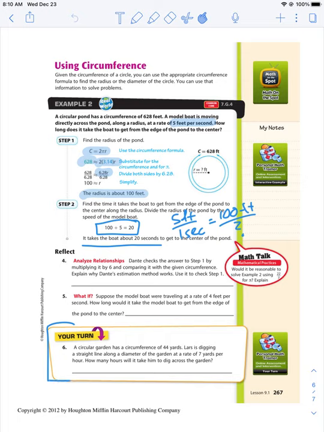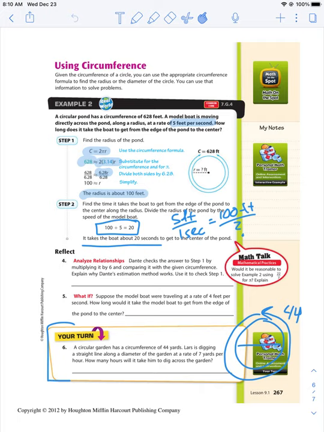All right, we're going to skip down to this one now. A circular garden has a circumference of 44 yards. All right, so there's our garden. The distance around the garden is 44 yards. Lars is digging a straight line along a diameter. There's our diameter of the garden at a rate of 7 yards per hour. How many hours will it take him to dig across the garden?